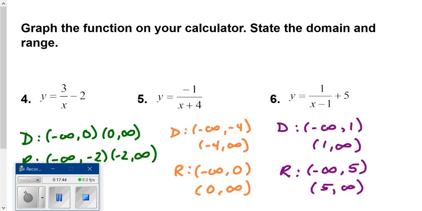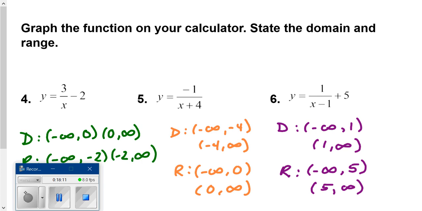Here are your last 2 answers. For number 5, there is a break in the domain at -4, because if I put -4 in for x, I'd be dividing by 0. So my vertical asymptote exists at -4. My horizontal asymptote hasn't moved as compared to the parent function, so it's still a break on the x-axis, or at 0.